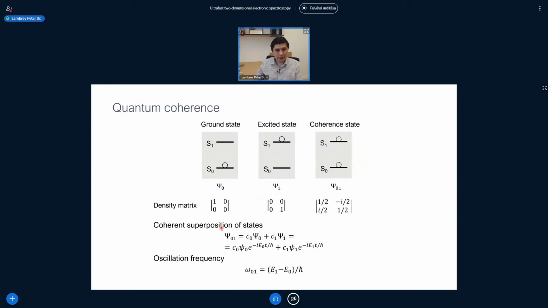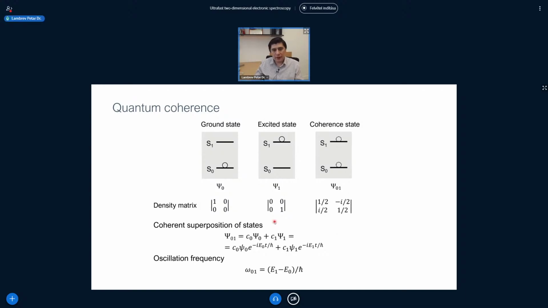Now, another thing that I'd like to remind, which is very important, is quantum coherence. So can the molecule be at the same time in the ground state and in the excited state? Well, think for a second on that. Maybe someone can write me yes or no in the chat. All right, I will write yes.